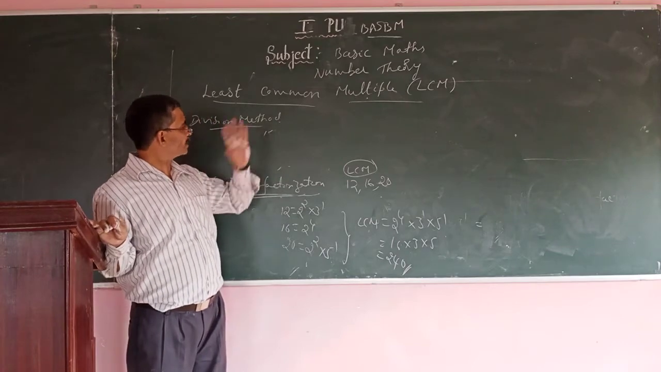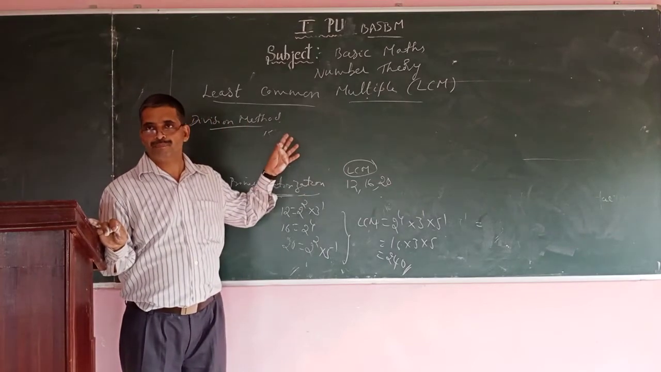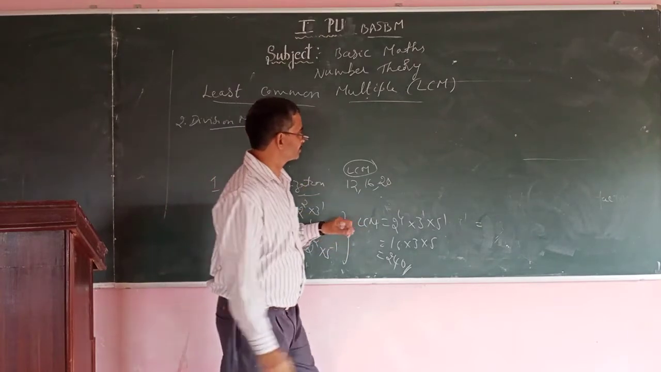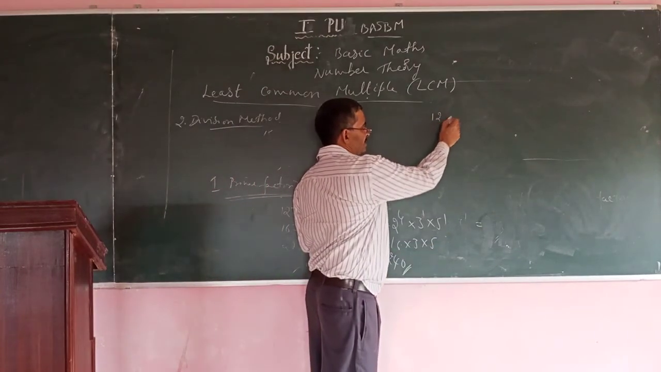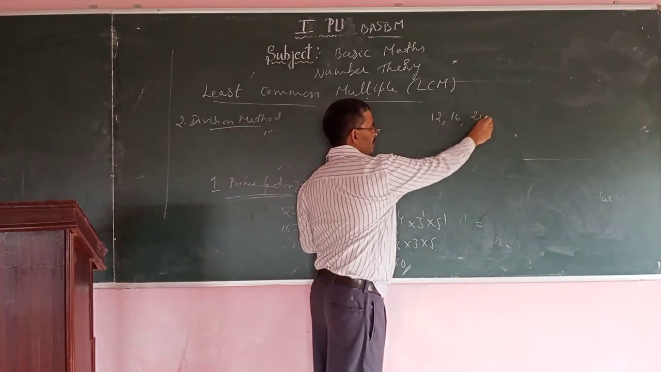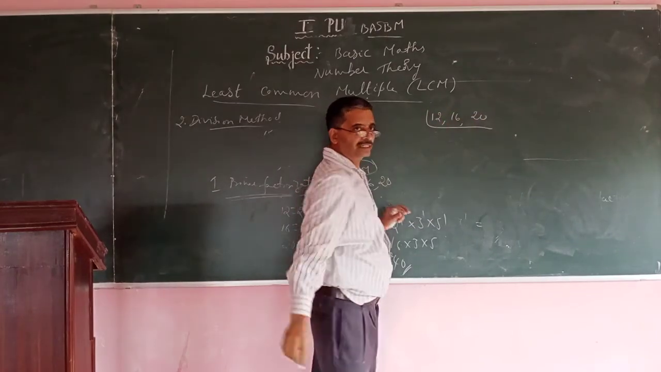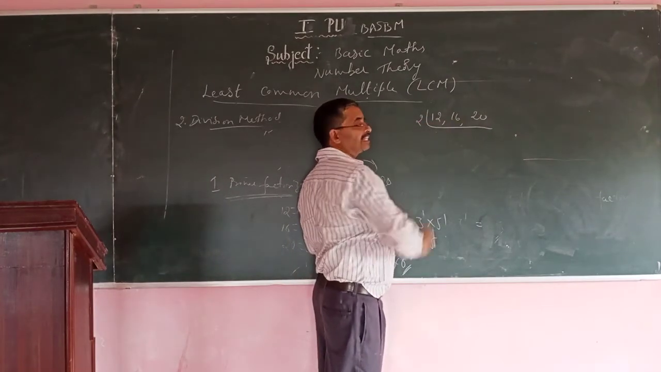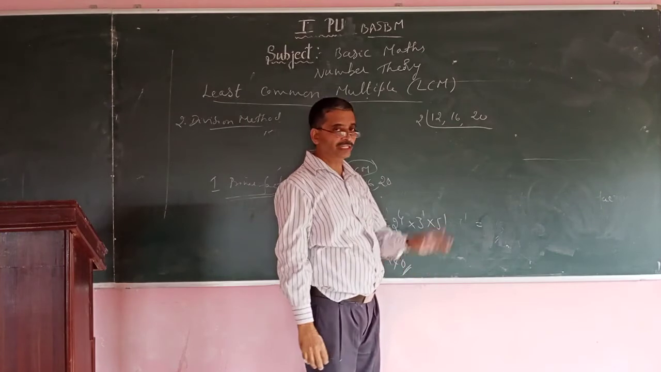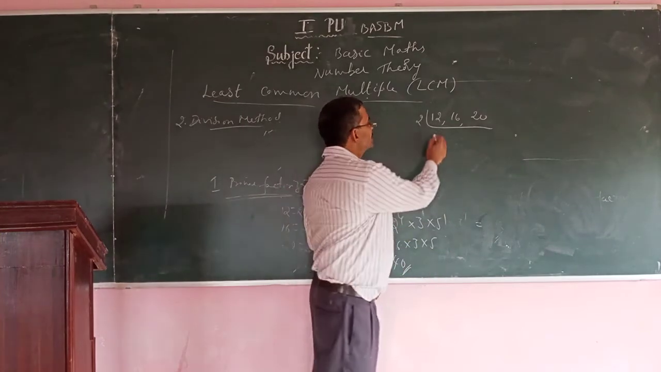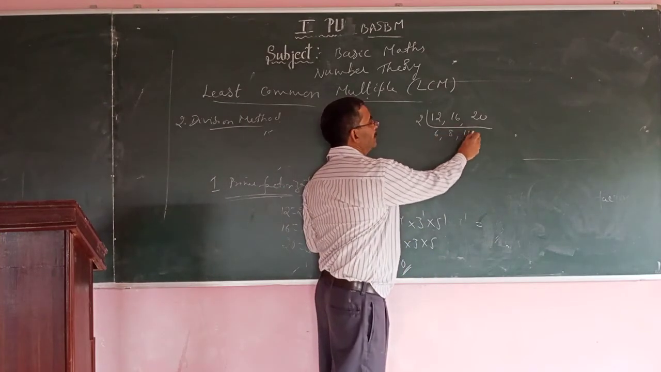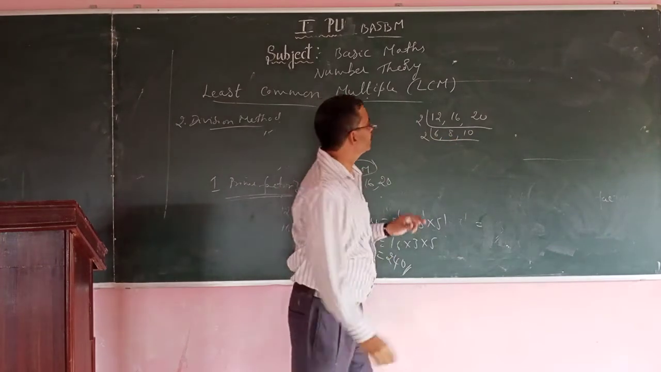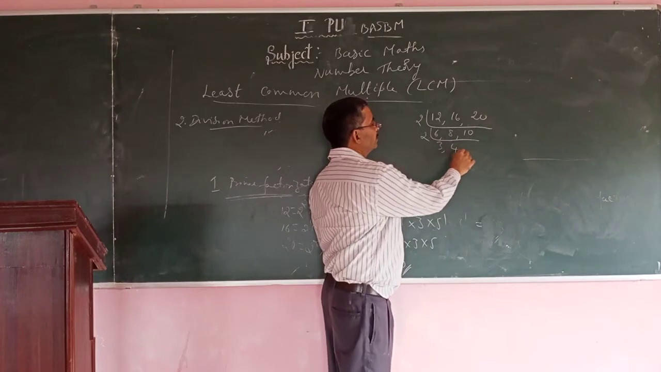I will explain using the division method. 12, 16, 20 is there. Write like this, in a line. Take a number, start with 2. It should divide at least 2 of them; here it divides all 3. 2 into 6, 2 into 8, 2 into 10. Next again you can apply 2: 2 into 3, 2 into 4, 2 into 5.